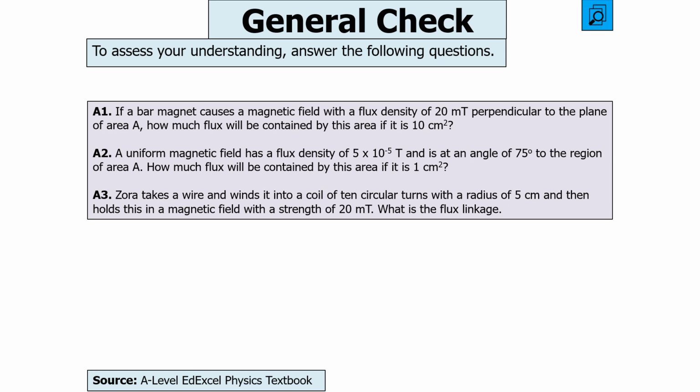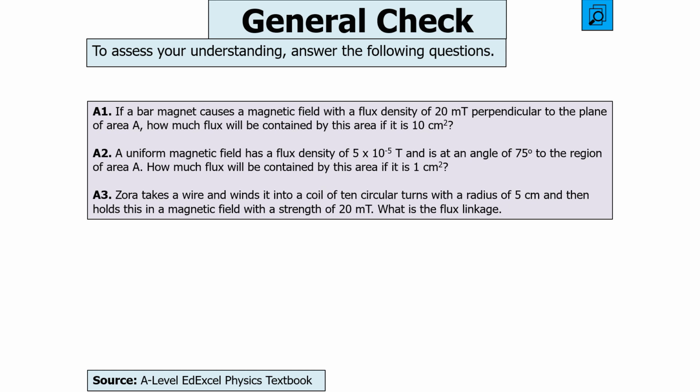The next question says, if a bar magnet causes a magnetic field with a flux density of 20 milliteslas perpendicular to the plane of area A, how much flux will be contained by this area if it's 10 centimeters squared? Then a uniform magnetic field has a flux density of 5 times 10 to the minus 5 teslas and is at an angle of 75 degrees to the region of area A. How much flux will be contained by this area if it is 1 centimeter squared?